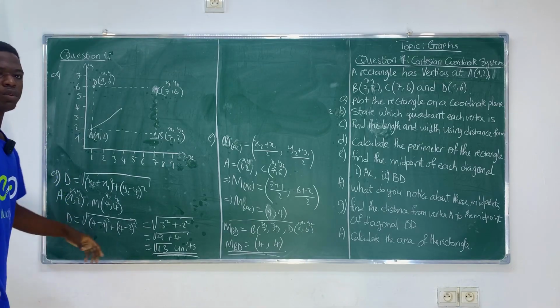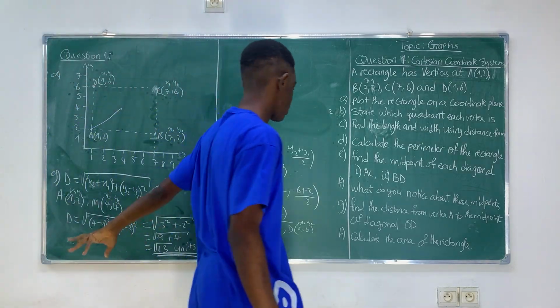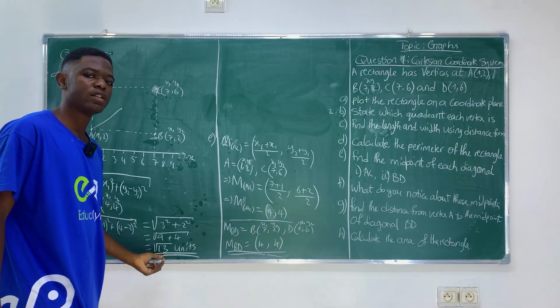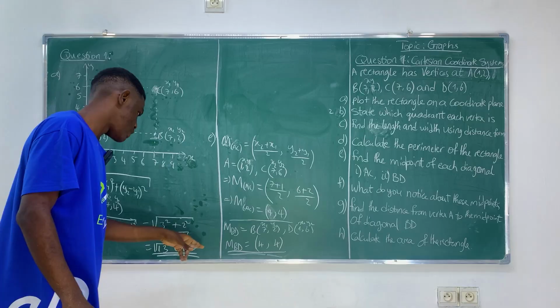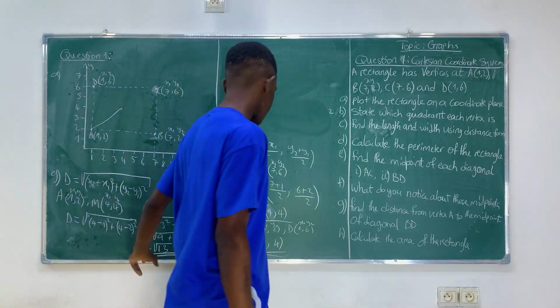Square root of 13, you're going to have 3 point something. But you can calculate the square root of 13 and put units there. That's all for G.